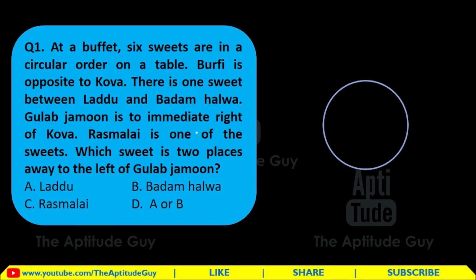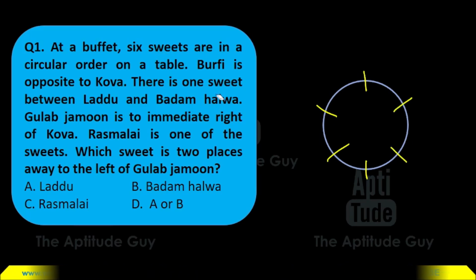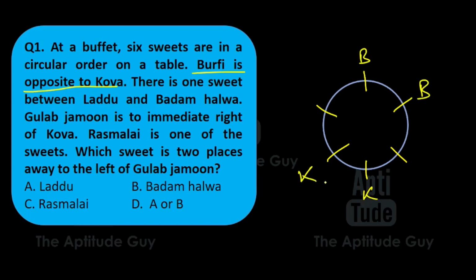All right, let's do it. At a buffet, we have six sweets. Six sweets, so we have six lines. 1, 2, 3, 4, 5, and 6. Barfi is opposite to kova. The best thing about circular arrangement is that you can start from anywhere. You can start with barfi here, kova here, or you can start with barfi here, kova here. It really does not matter where you start from. But after that, you have to continue respectively. But you can start from anywhere in a circle, not an issue.